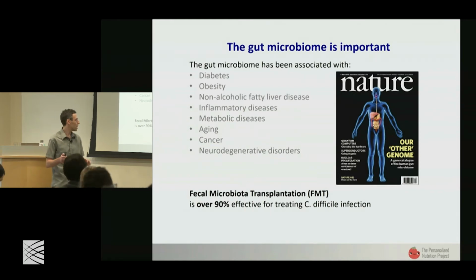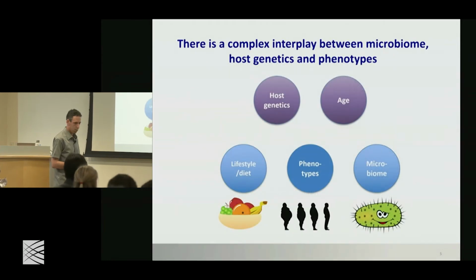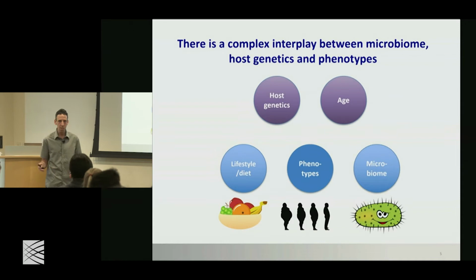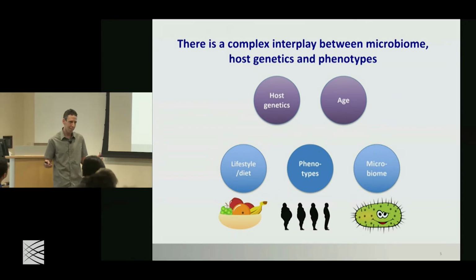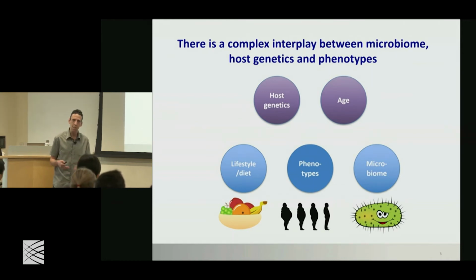But even though it's a big deal, we still don't really understand many aspects of the gut microbiome. And the reason is that it's complicated. So if we think about the main factors involved with our health, we have our genetics and our age, but then we also have our lifestyle and diet, our phenotypes, and the gut microbiome. And there are many rich and complex interactions between all these factors.